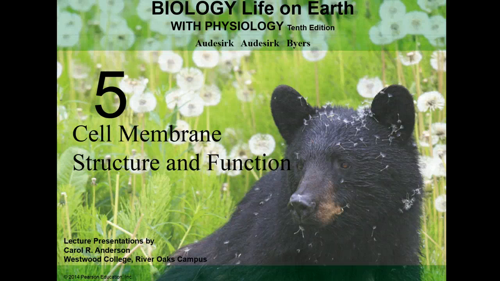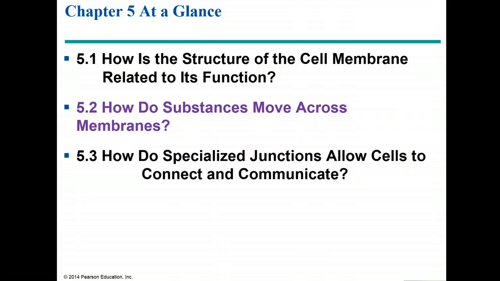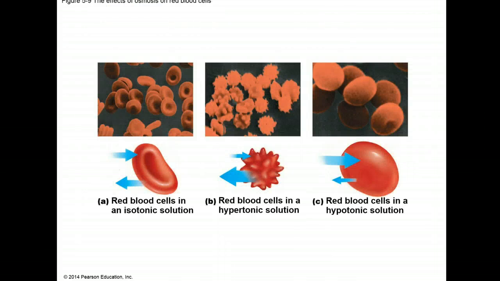Let's continue with the narrated PowerPoint lecture for Chapter 5, Section 5.2. Section 5.2 covers how substances move across membranes. This slide shows a real-life example of osmosis and tonicity at work with respect to red blood cells.